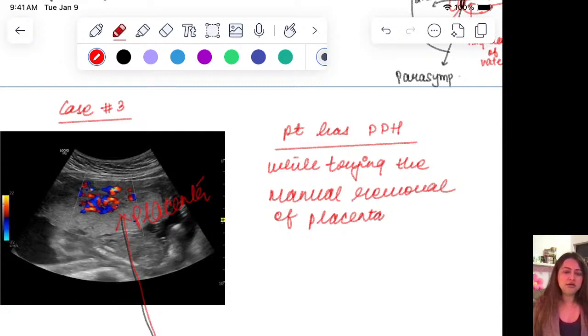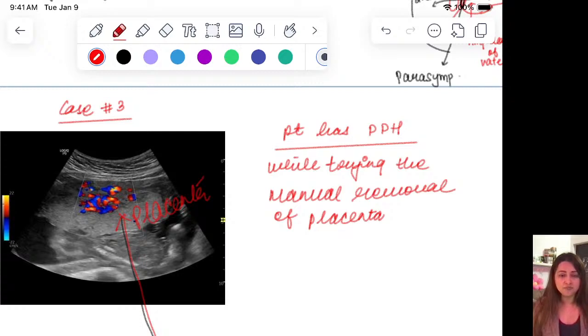So what could be the condition here? What could be the problem? Anyone? So this is actually the antenatal ultrasound. Okay, so you're able to appreciate that there's a fetus also. Okay, yeah. So gamer girl, you got the correct answer.